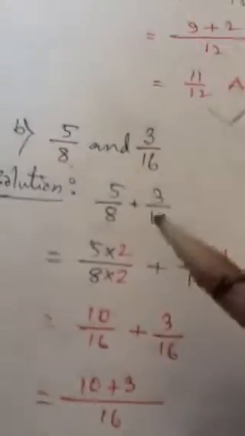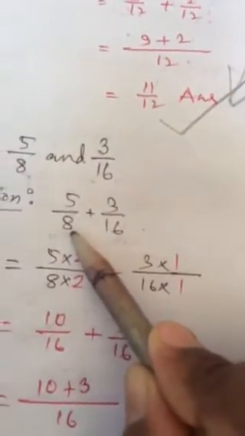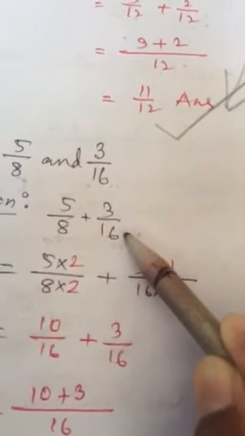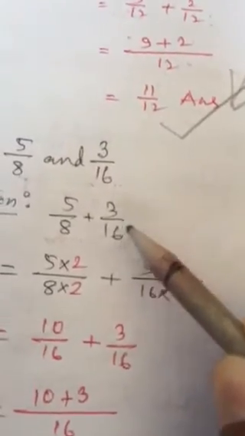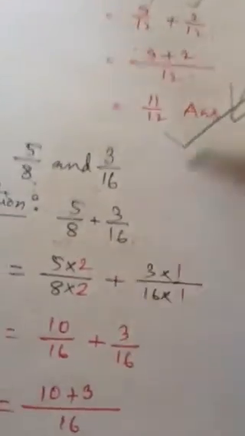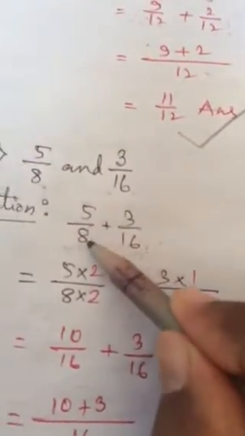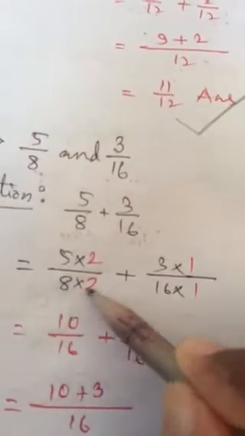16. Now, we have to convert the denominators into 16. This denominator is already 16, so there is no need to convert it. If you want to convert it into 16, you have to multiply it by 1 only, or you can keep it as usual. Okay, no problem. But you need to convert 8 into 16.